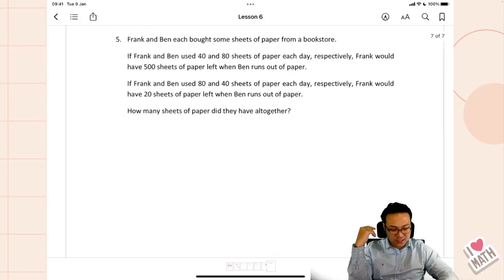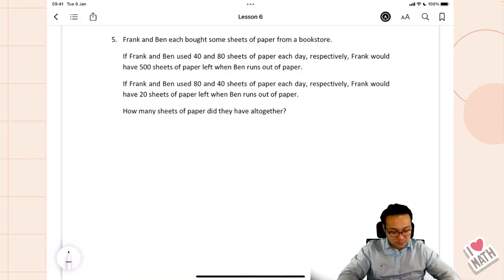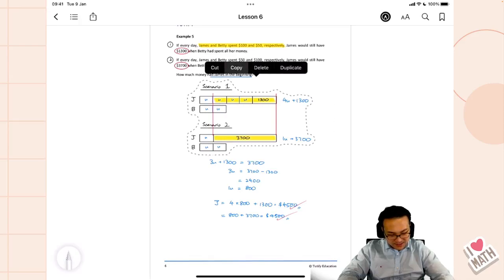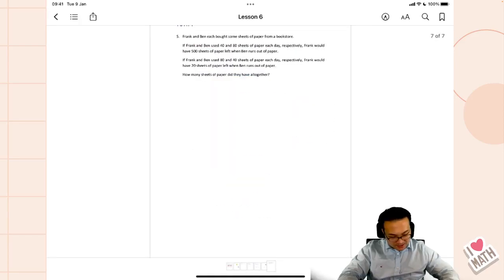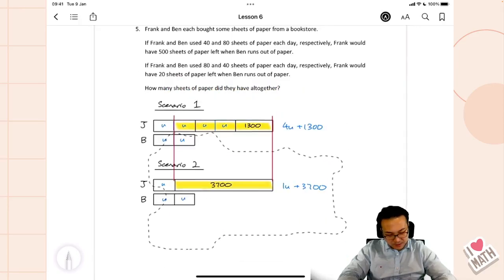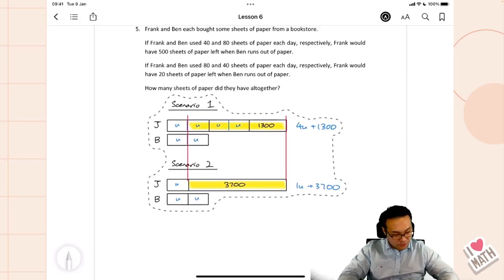Okay, last question, students. This was exactly the same as what we did just now, remember? So why not I just go and copy? Let me copy. Scenario 1, scenario 2. Okay, copy it and paste it. There you go. Come on, paste. Yes, okay, got it. So students, I managed to save some time. Don't need to draw the whole thing again.